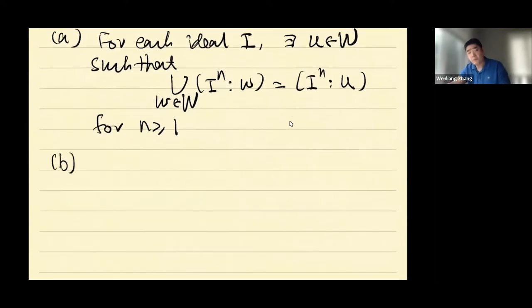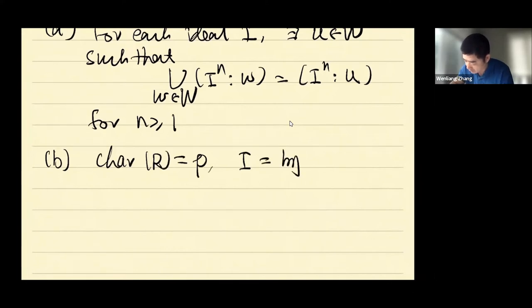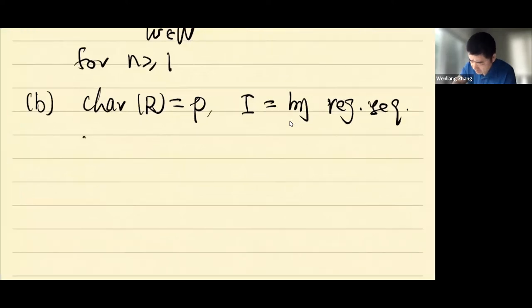By the way, in part A, I'm not assuming I is generated by any regular sequence, but in part B, I need that. So now let's go to characteristic p. Let's say the characteristic of R is now p, and I is generated by a regular sequence. Now, under this condition, let's say an element L.